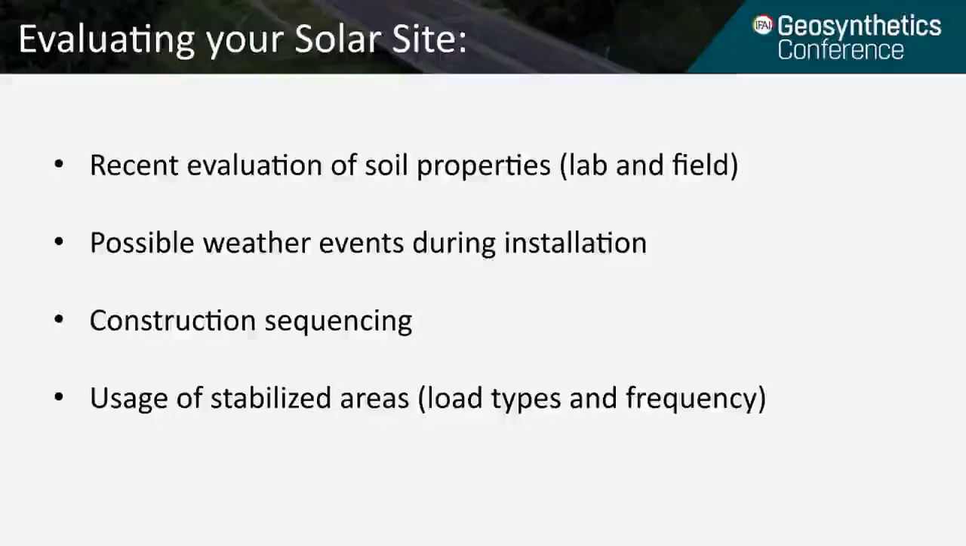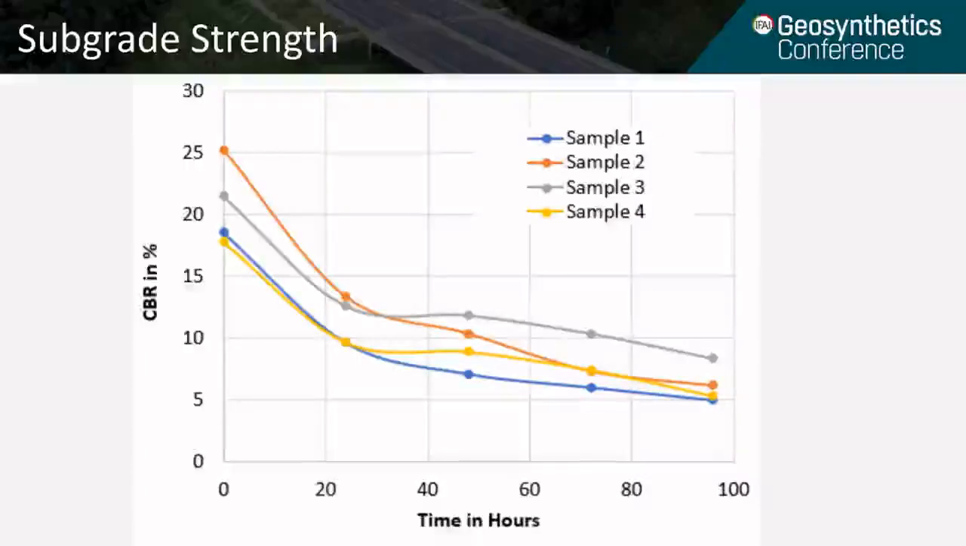As far as evaluation of soil properties and weather events, consider that saturated soil can have a big effect on the bearing capacity of the subgrade soils. Installation of the geosynthetic and first lift of aggregate could pose challenging for certain soil types following rise in moisture content. Look at the California bearing ratio, CBR, shown on the screen for 4 soil samples on the chart.